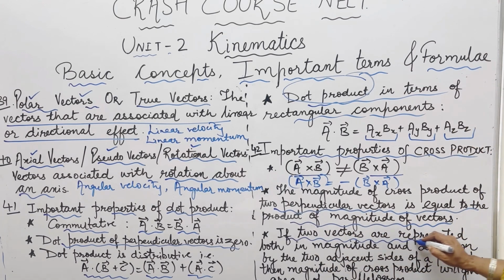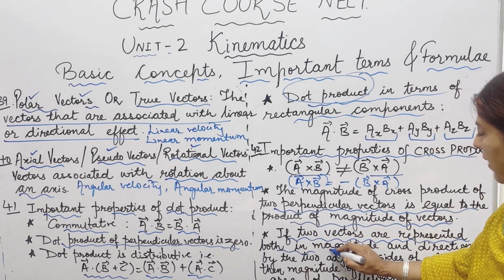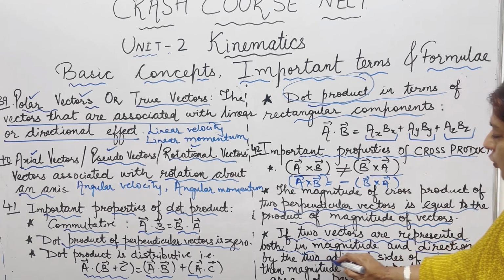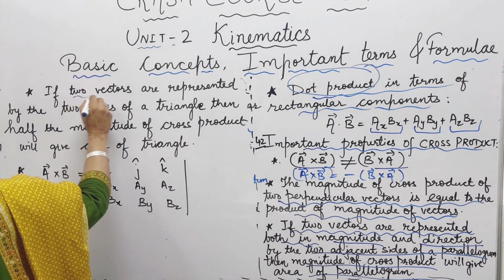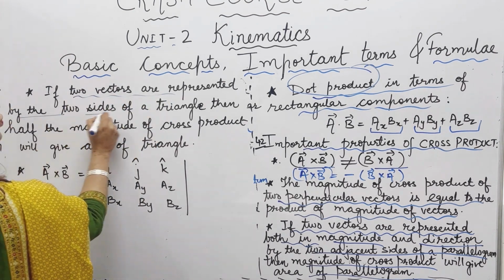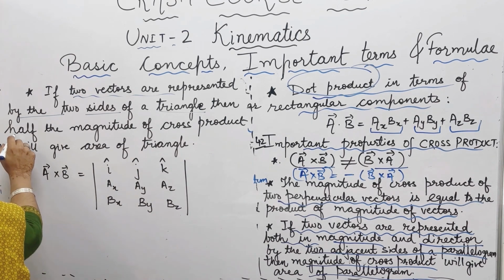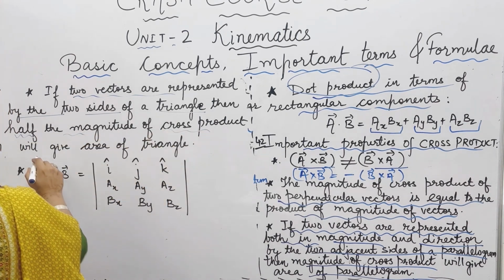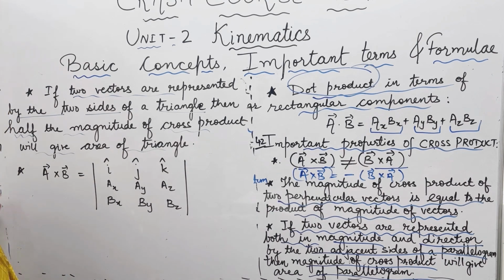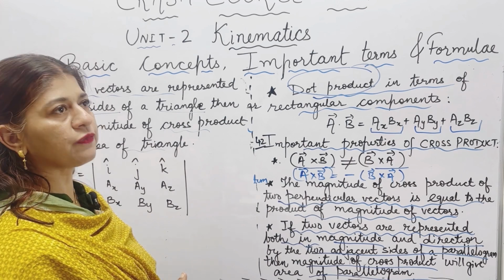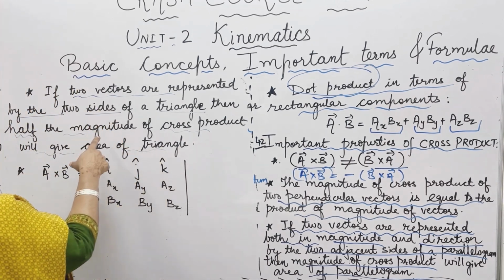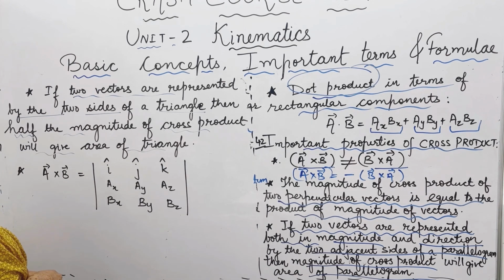If two vectors are represented both in magnitude as well as direction by the two adjacent sides of a parallelogram, then the cross product is equal to the magnitude of the area of the parallelogram. If two vectors are represented by the two sides of a triangle, then half of the magnitude of the cross product will give the area of the triangle. For a parallelogram, we take the two adjacent sides; for a triangle, we take half of the cross product.